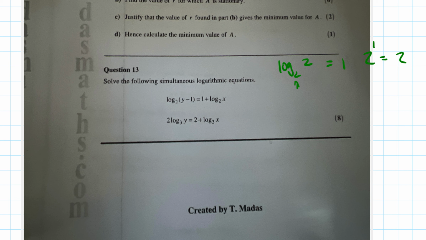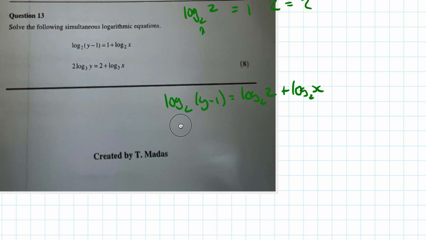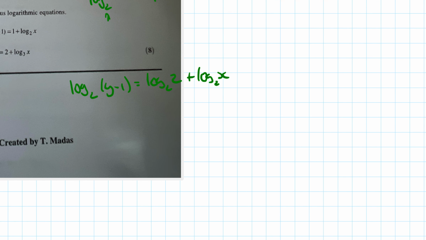Well, that means that we can make a conversion, and we could say log base 2 of (y minus 1) equals log base 2 of 2 plus log base 2 of x. Now this seems a bit counterproductive. Why have we made it worse? But we haven't, because we made it easier, because now we can use our log rules to solve this and get rid of the logs.